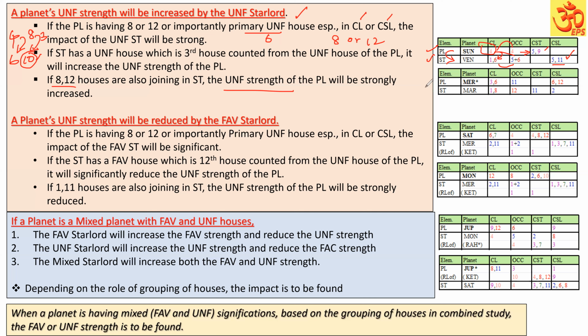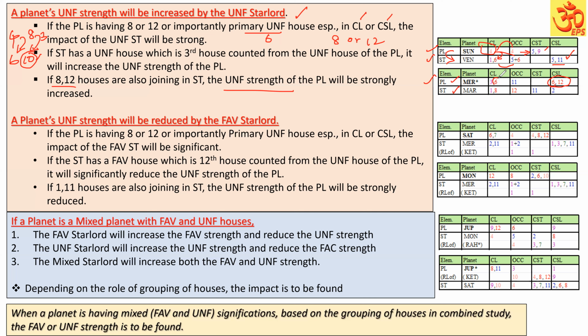Now, let us talk about this combination. Planet is Mercury, star lord is Mars. Planet Mercury is 3rd lord, 6th lord occupying the 11th house, and 6 and 12 cuspal sublord.